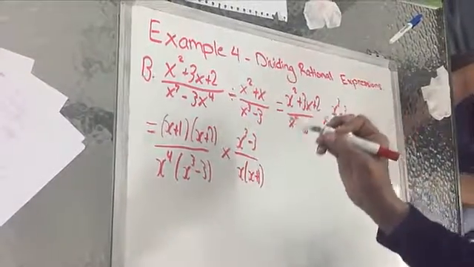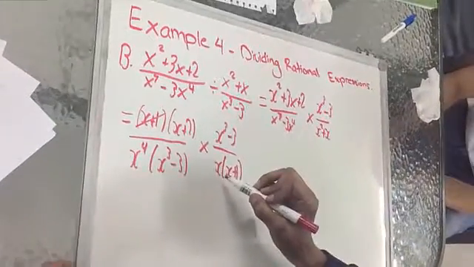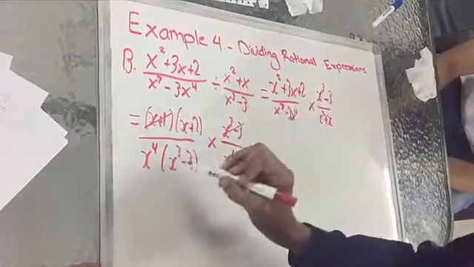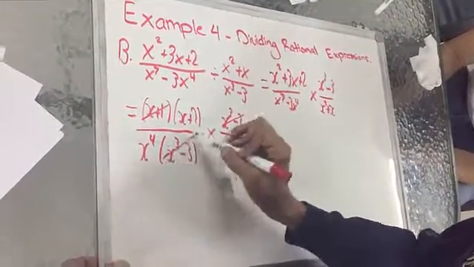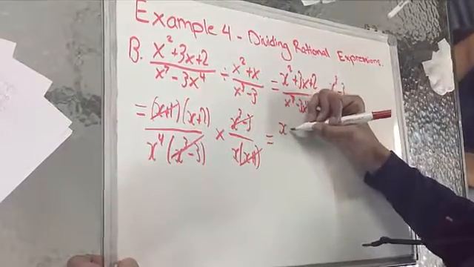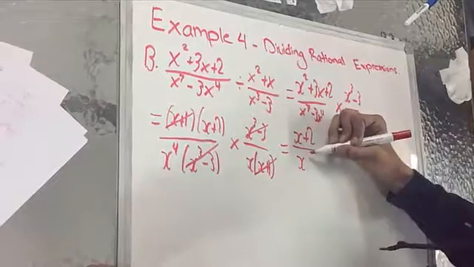So then we have to cross out the common factors. So the x plus 1 is going to be crossed out with the x plus 1, and the x to the power of 3 minus 3 is going to be crossed out with the x to the power of 3 minus 3. So it's going to equal x plus 2 over x to the power of 5.